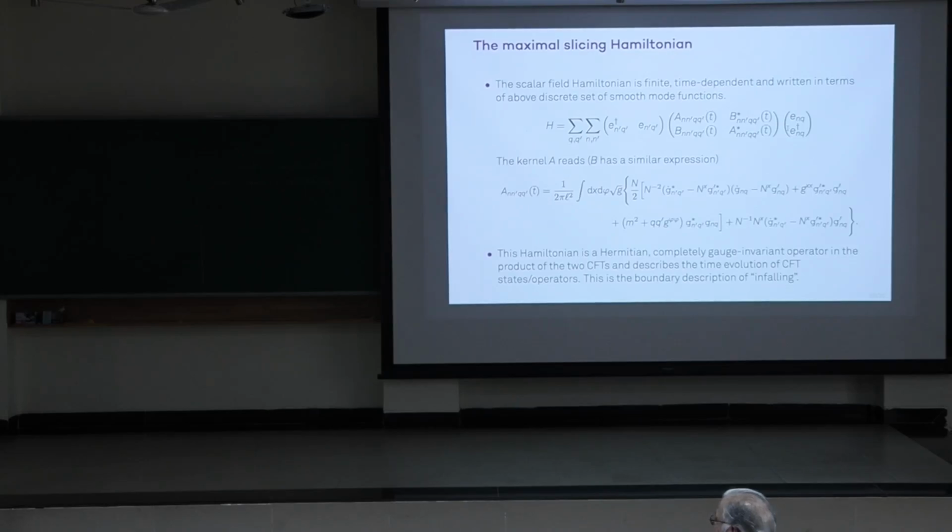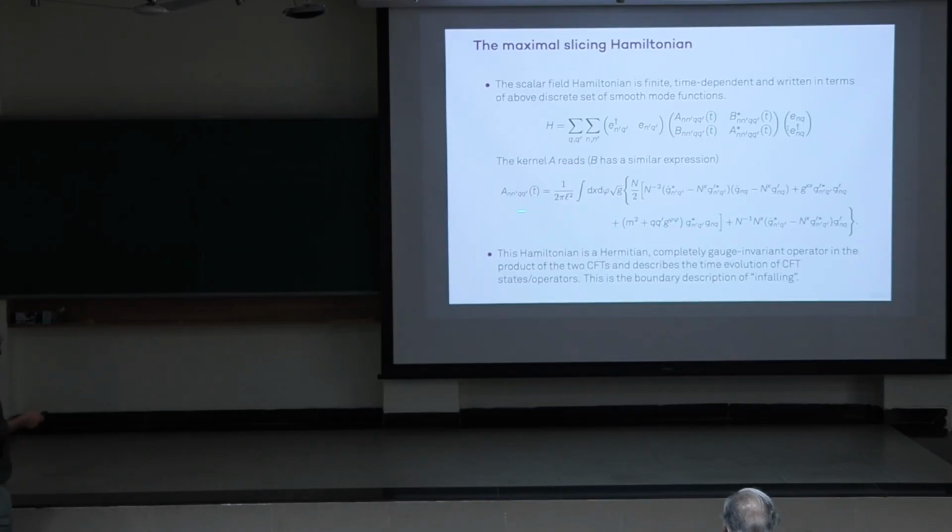So the final objective of all this is to write down the scalar field Hamiltonian, which evolves in this t bar time, which labels the maximal slices. It takes the following form. It's still quadratic because it's still free. However, it's not diagonal, as in it mixes different modes, and these kernels are actually pretty complicated.